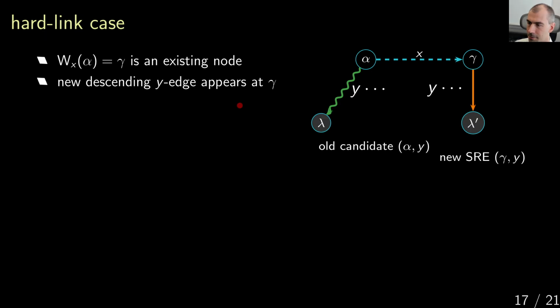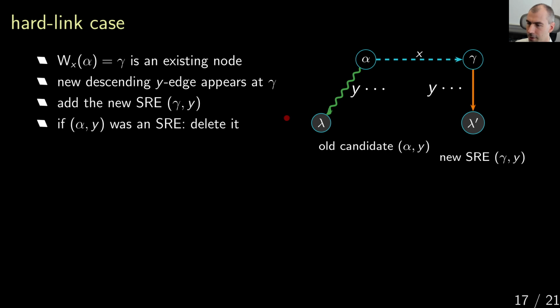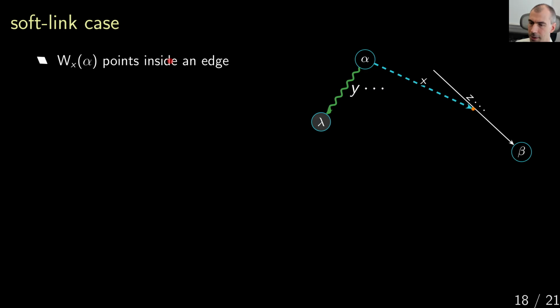And the question is now, if alpha y was already an SRE, then it no longer is. So we can delete it, because we can extend it now by prepending an X to get a longer SRE. Okay, this is the first case, a hard case. The soft case is quite similar.